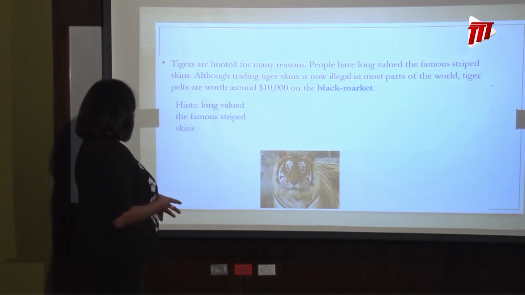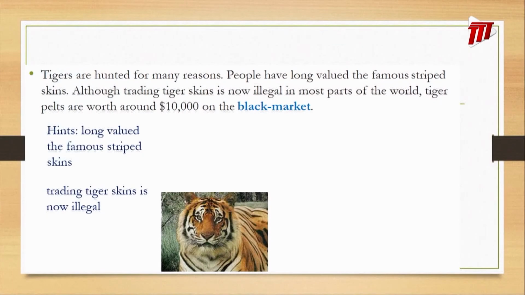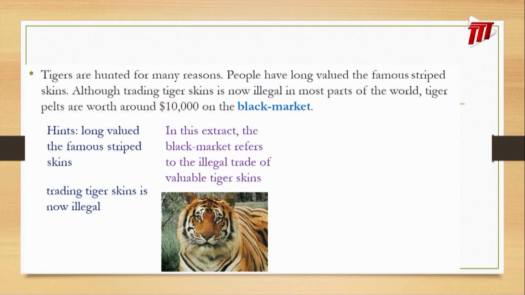Here are some of the hints that we have. Tigers have been long valued. Why have they been long valued? For their famous striped skins. And trading these skins is now illegal. The pelts are worth $10,000 on the black market. Trading illegally means buying the tigers via the black market. So if you figured out that black market means the illegal trading of tiger skins, then you are absolutely right.